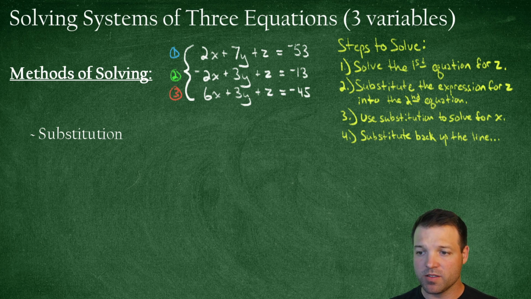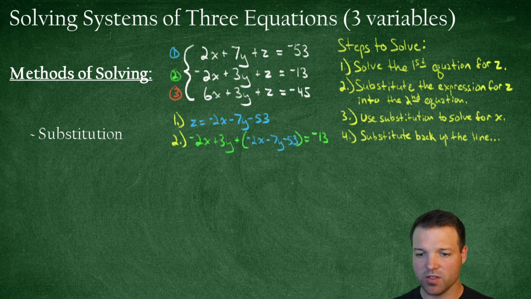Step 1, solve the first equation for z. I'm going to color code these here. First equation, if I solve for z, I get z is equal to negative 2x minus 7y minus 53. Let's go to step 2. Step 2 is to substitute that expression into the second equation for z, essentially getting rid of the z and just having x and y's. So if I plug in the expression for z right here and then simplify this, I should end up with one equation with two variables. y is equal to negative x minus 10 in this case.